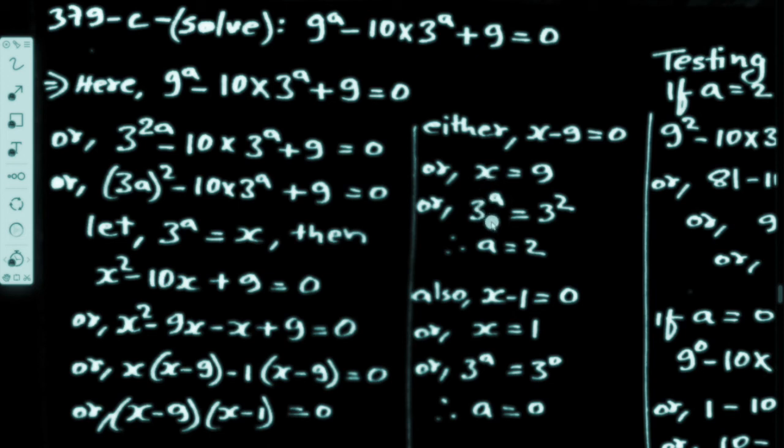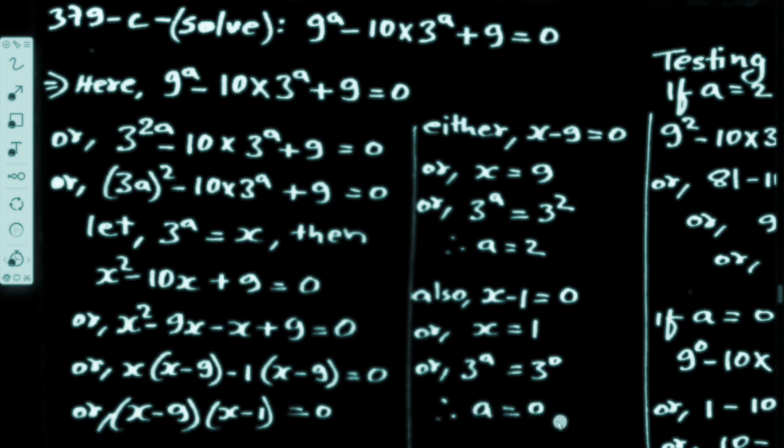Now replace x with 3^a. So 3^a equals 9, and 9 means 3 power 2. Here the base is the same, 3 and 3, therefore a equals 2. Also, x minus 1 equals 0 is our second factor, so x equals 1. Replace x with 3^a, so 3^a equals 3 power 0, because 3 power 0 means 1. The base is the same, therefore a equals 0. Here we get two values for a: a equals 2 is the first value and a equals 0 is the second value.